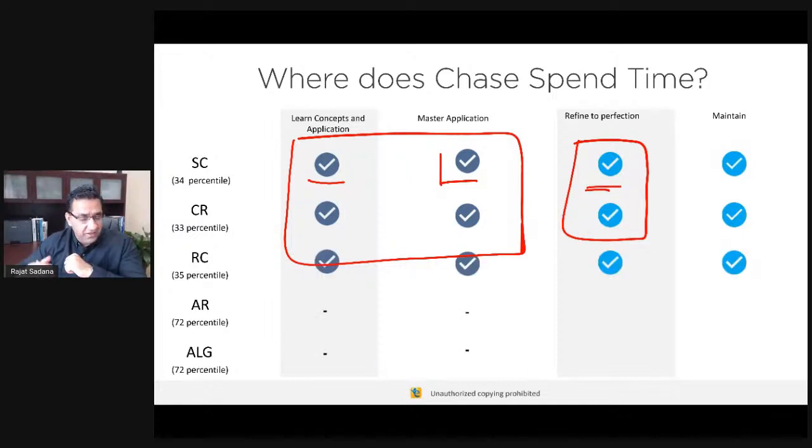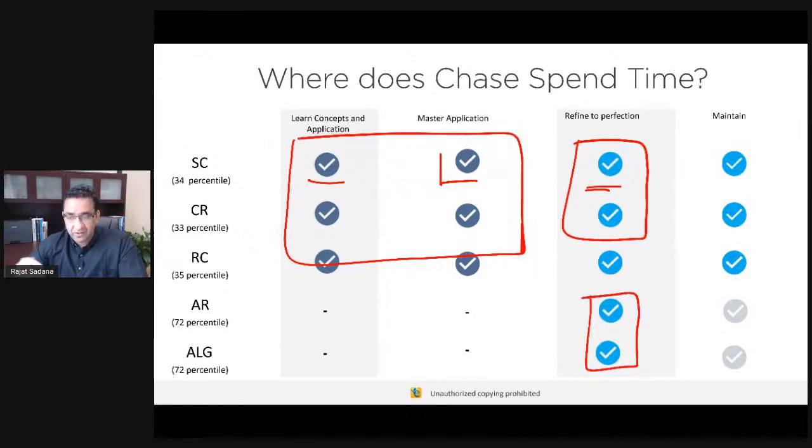On the arithmetic side, he's already fairly good. He only needs to refine to perfection. He's not going to learn a ton of concepts. He's actually not going to learn any concept. He's not going to learn how to apply those. He's going to just focus on those hard questions that we talked about and then fix that. So again, when you take that case study, you kind of realize the difference between Abby and Chase. You kind of realize where they spend time truly determines how likely are they to hit those target scores.